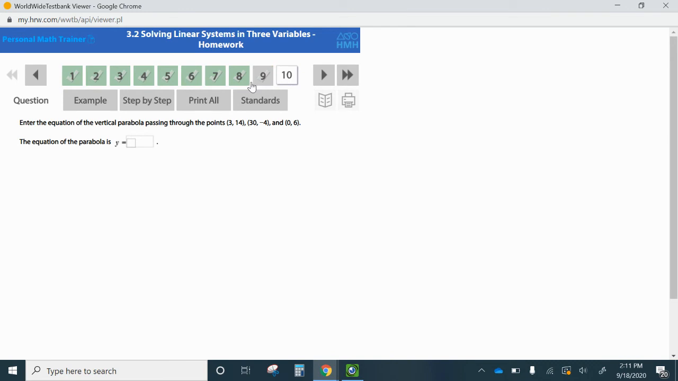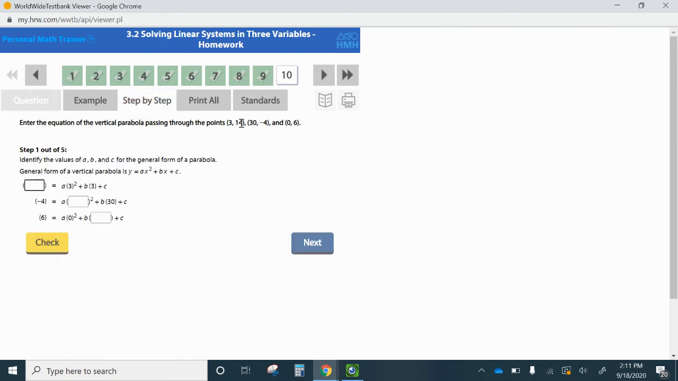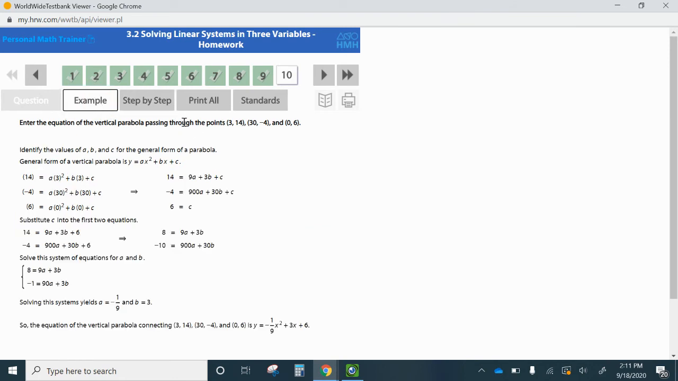Actually, you know what? I was about to use that, but that looks like a mess. So let me go back. All right, let me just work this problem out for you. So let me go to paper. Let me write the points down.